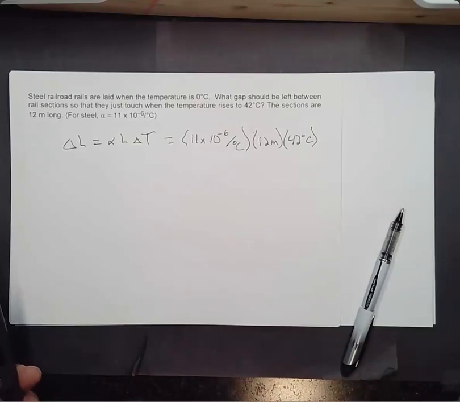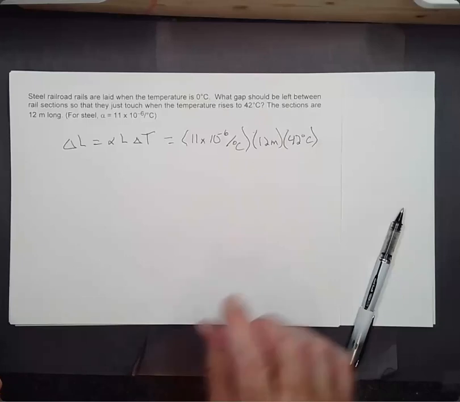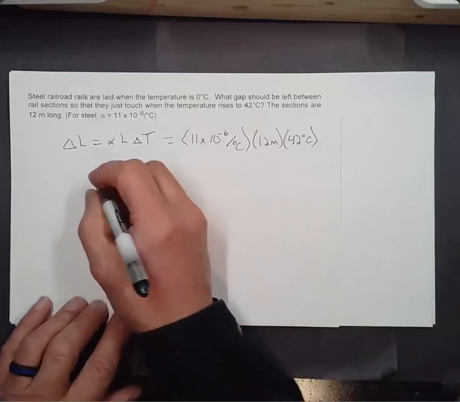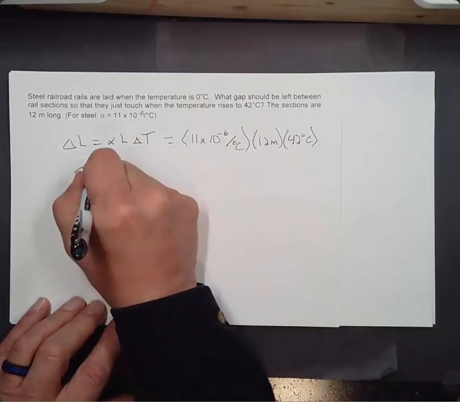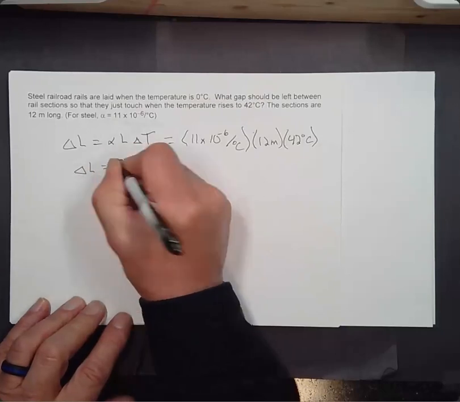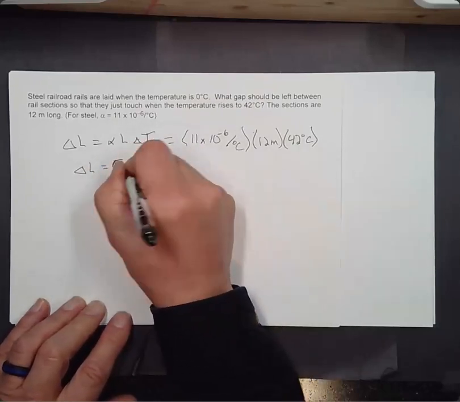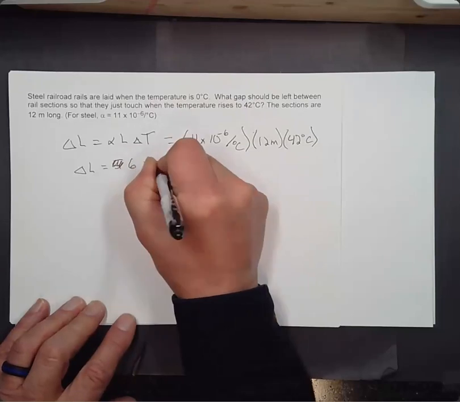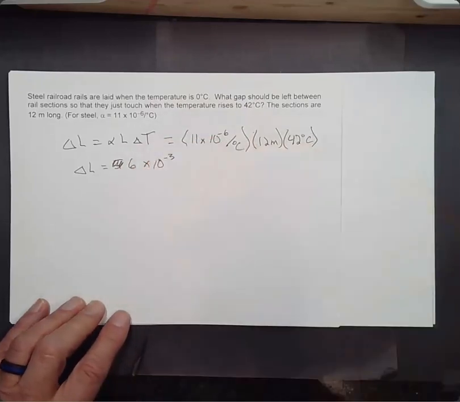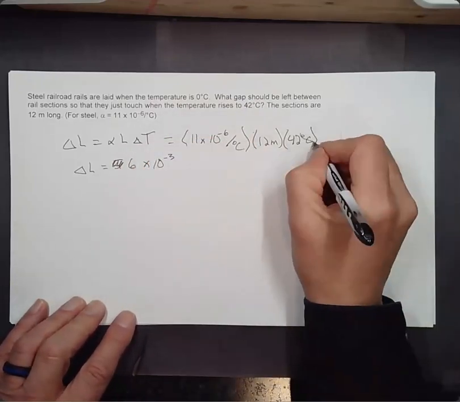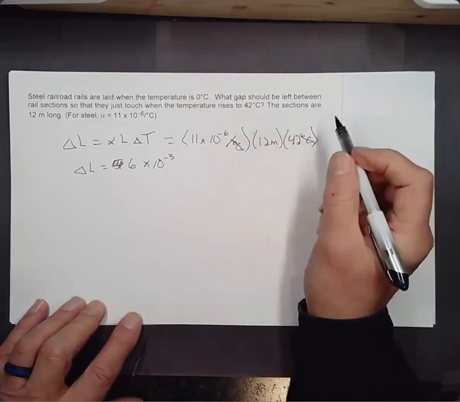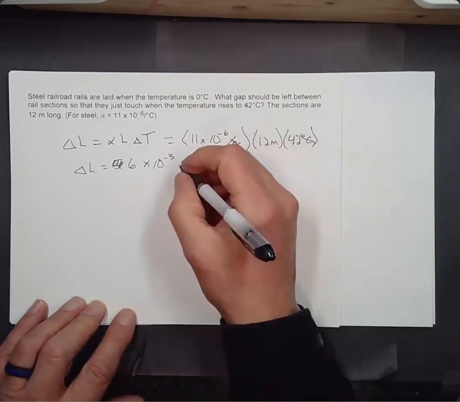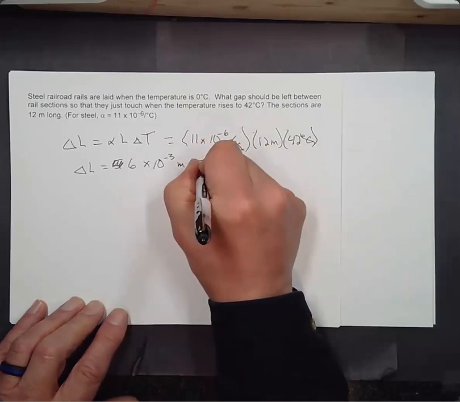And I would get delta L of 5, actually, I'll just round it to 6, times 10 to the minus third. Unit-wise, these degrees Celsius will divide out with those, and we'll be left with meters. And that's 6 millimeters.